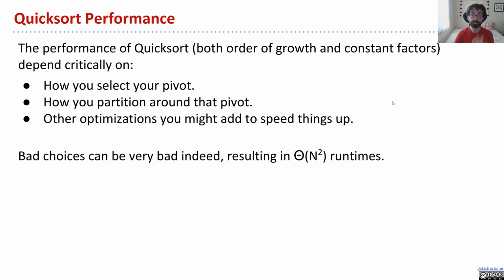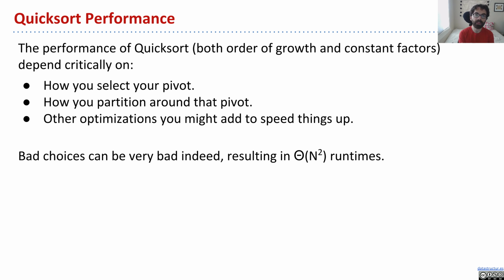So in this video, we're going to focus on the order of growth, and in the next lecture, we're going to kick off the lecture video with discussion of constant factors. So what are the choices you have to make? Well, one of them is how you select your pivot. Another is the algorithm you use to partition. And then lastly, there are a bunch of other little optimizations you can do. For example, switching to insertion sort when you only have 7 or 8 items left in a subproblem.